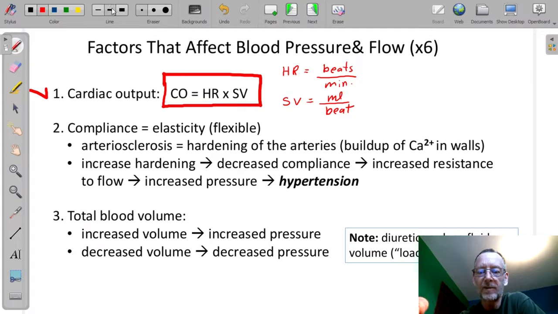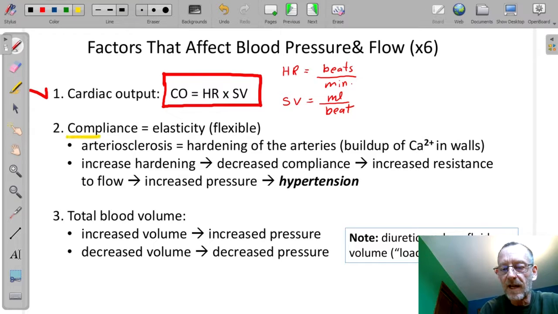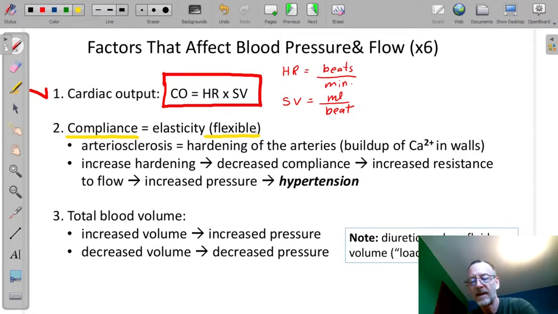Another factor that affects blood pressure is compliance. And compliance is a general term for how flexible something is, how elastic the arteries are. And the disease of arteriosclerosis results from a lack of compliance. Arteriosclerosis is literally hardening of the arteries. It results from, among other disease processes, a buildup of calcium in the cell walls.